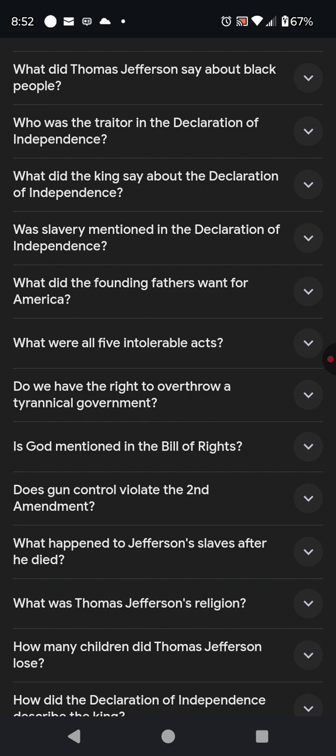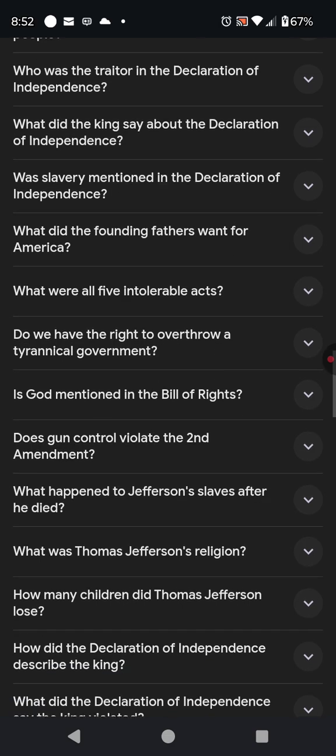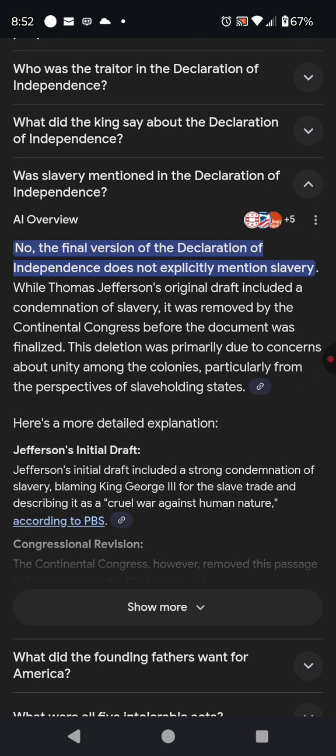Is slavery mentioned in the Declaration of Independence? No, the final version of the Declaration did not explicitly mention slavery. While Thomas Jefferson's original draft included a condemnation of slavery, it was removed by the Continental Congress before the document was finalized. The deletion was primarily due to concerns about unity among the colonies, particularly the perspectives of slaveholding states, which were in the South.